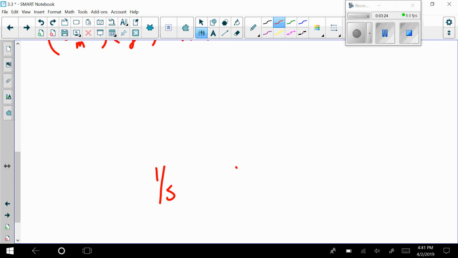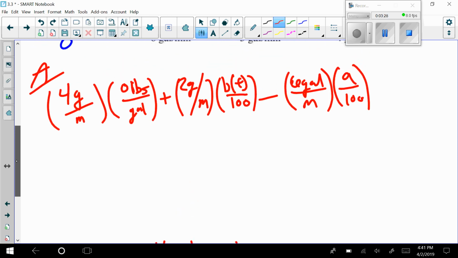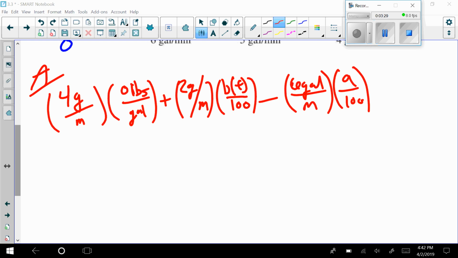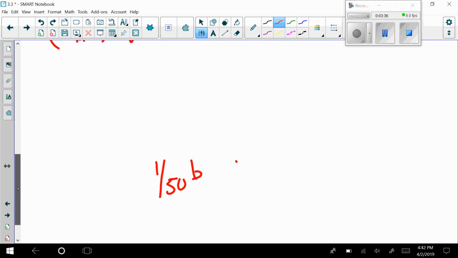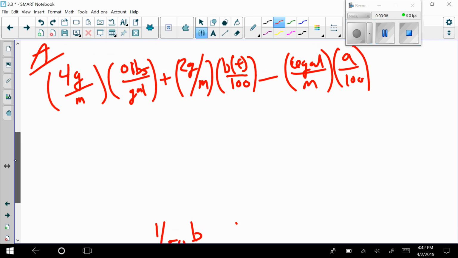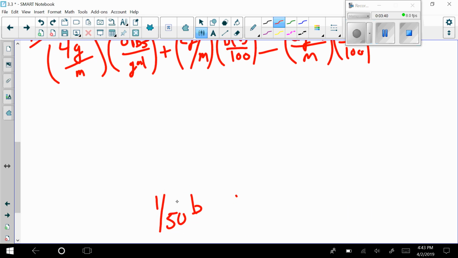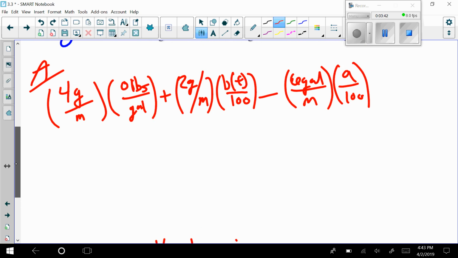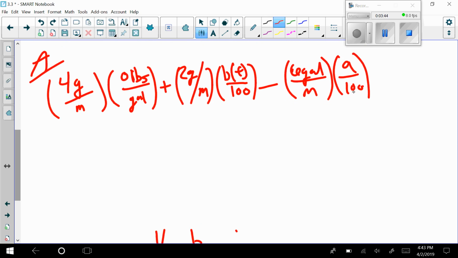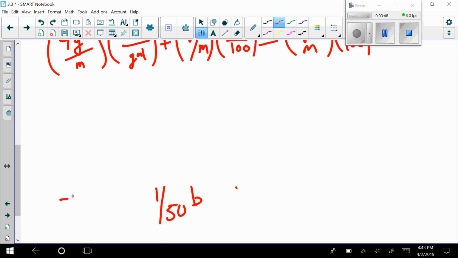And in this case, I'm going to try to write this in order. It's 1 out of 50 B. Where was I at? Oh yeah, that's right, I was going to simplify this. So I want to put it in order this time, so B will be second because of the alphabet. This negative 6 over 100 would be negative 3/50, and that would be times A.